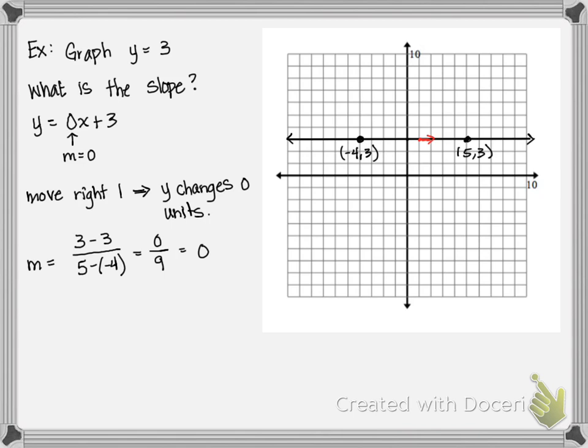Let's talk now about vertical lines. A vertical line is a line where all the x values are the same. So let's start with graphing. We'll do x equals 5.